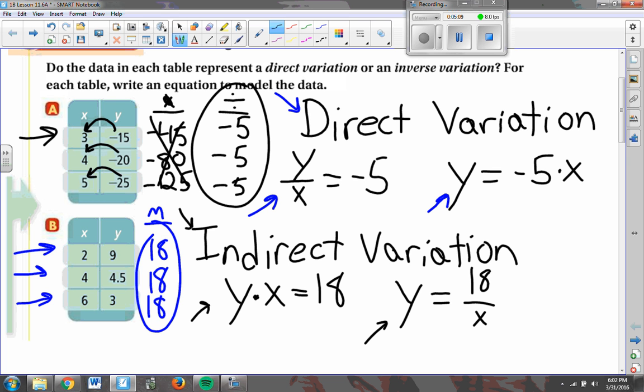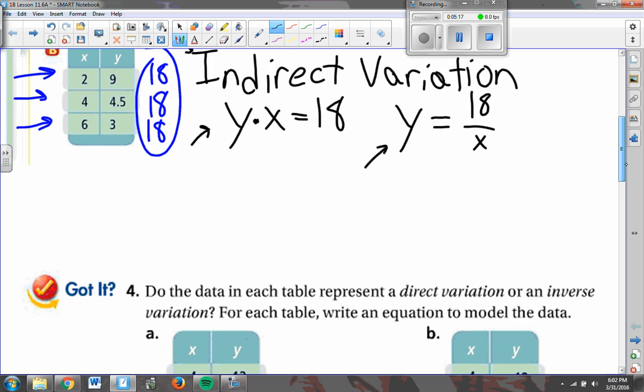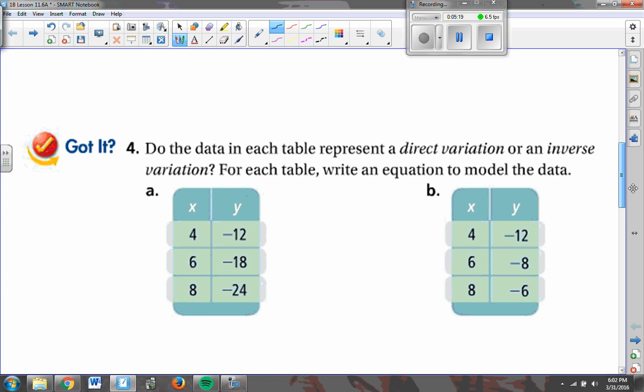So your job is to decide between indirect and direct by multiplying and dividing the x and y numbers, seeing which one is the same all the time, then writing an equation. I would like you to try that for these two, A and B. Do the data in each of these tables represent direct or indirect variation? And then write me two different equations for those tables. Pause the video, take a look there, then come on back and I'll show you what we should get.